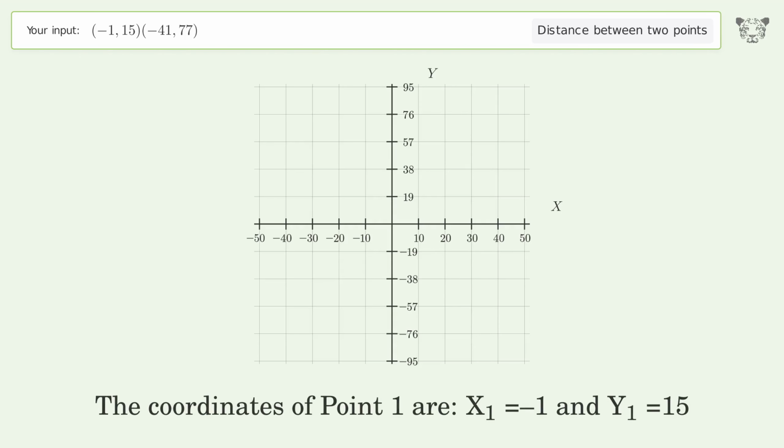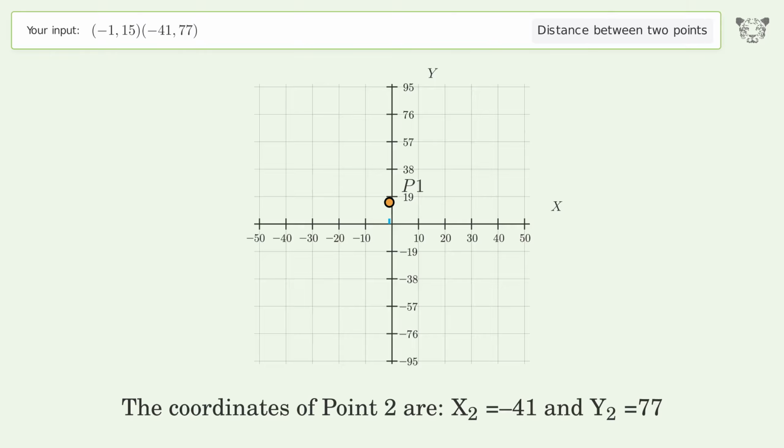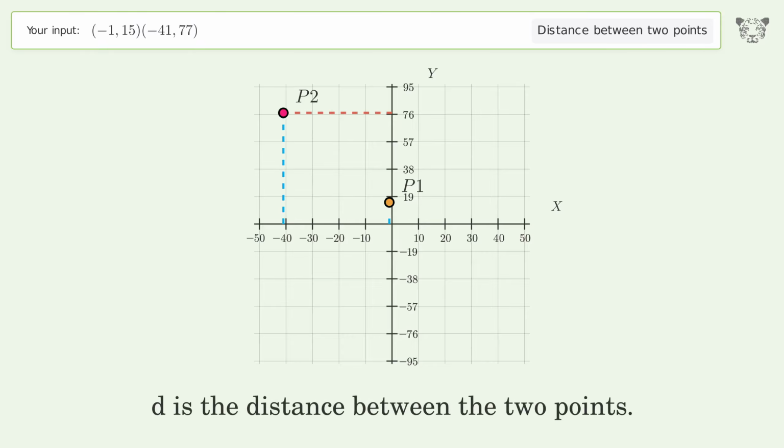The coordinates of point 1 are x1 equals -1 and y1 equals 15. The coordinates of point 2 are x2 equals -41 and y2 equals 77. D is the distance between the 2 points.